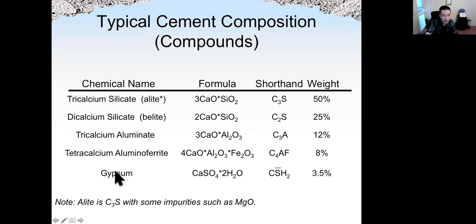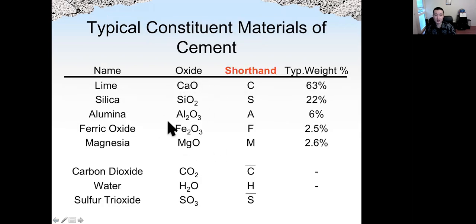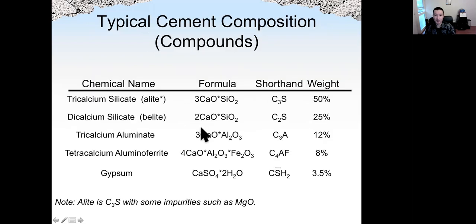The fourth one is tetracalcium aluminoferrite. Tetra means 4, so we have 4 parts of calcium oxide with 1 part of aluminum oxide and 1 part of ferric oxide. The shorthand is C4AF. And don't forget gypsum. Gypsum is calcium sulfate with 2 parts of water. The shorthand is CSH2. So these 5 are the 5 major compounds in modern cement. Don't confuse the compound with the oxide. This is called oxide, or constituent material, and this is called compound. A compound is made of 2 or more types of oxide.